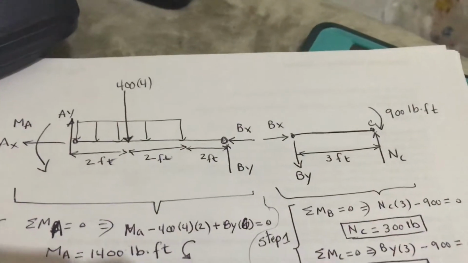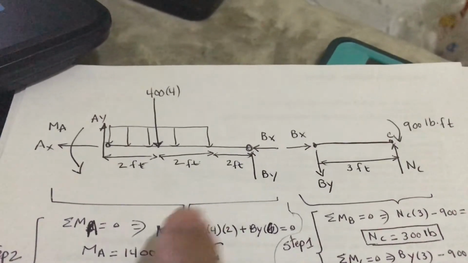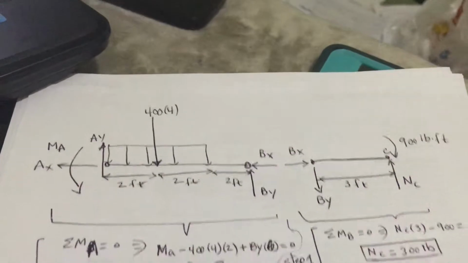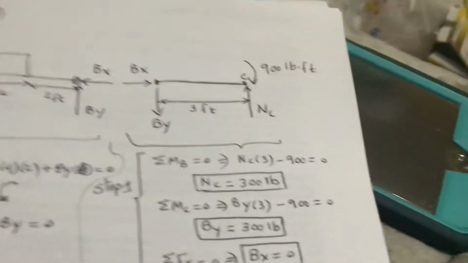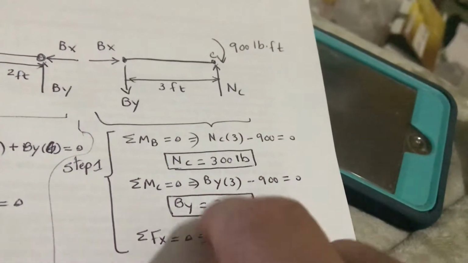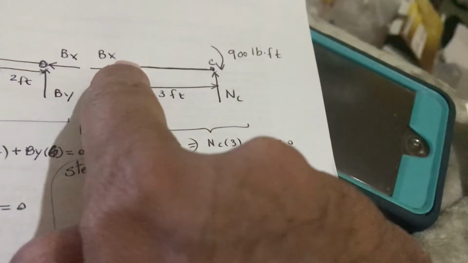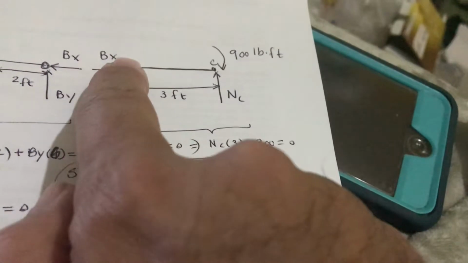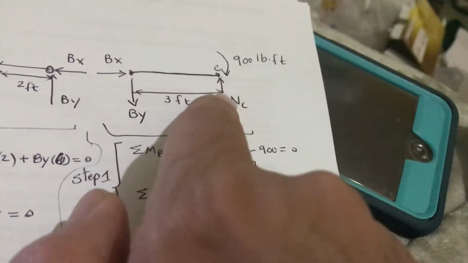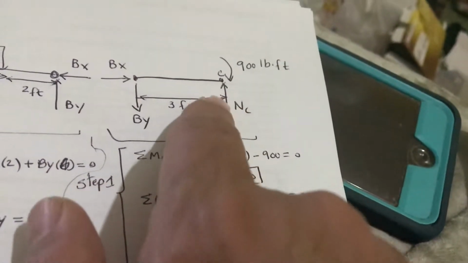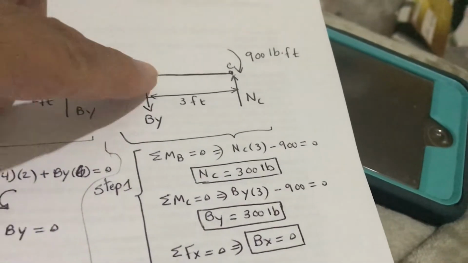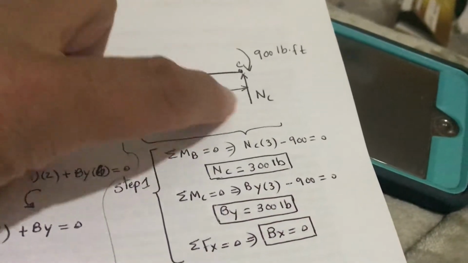since we separated the beam because of the pin, we take the first side, the easy one here. Step number 1: you should take moment at point B. Moment at point B will cancel BX and BY. Now you can find NC, or you could call this one CY. It's up to you. It's in the Y-axis. Let's call it NC.